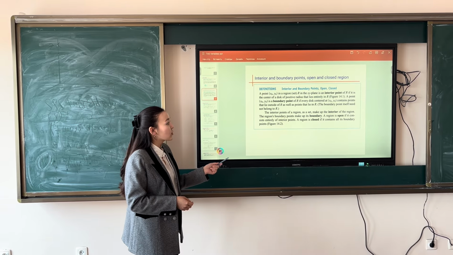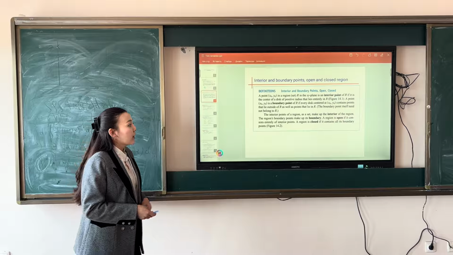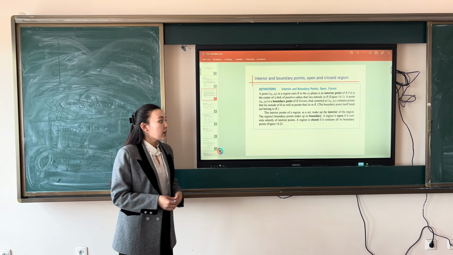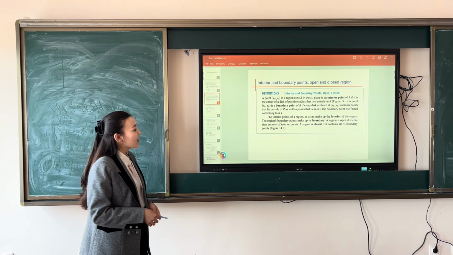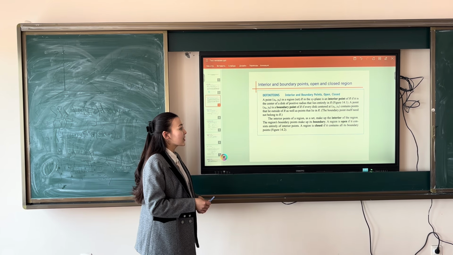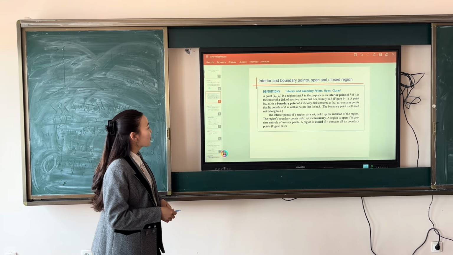The interior points of a region, as a set, make up the interior of the region. The region's boundary points make up its boundary. A region is open if it consists entirely of interior points. A region is closed if it contains all its boundary points.